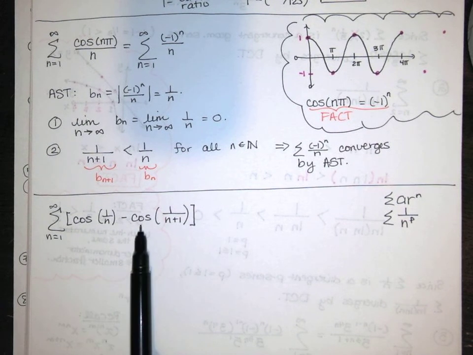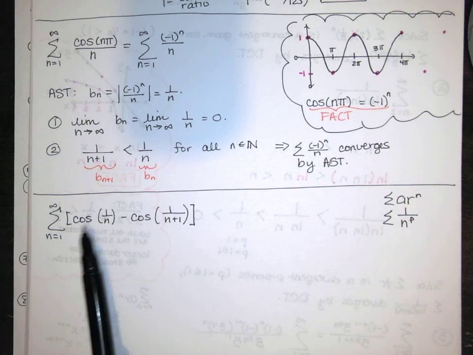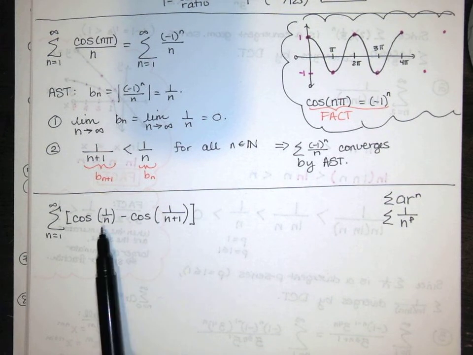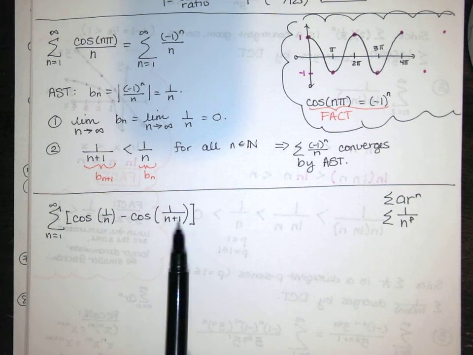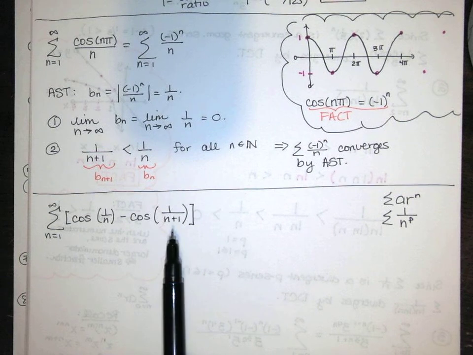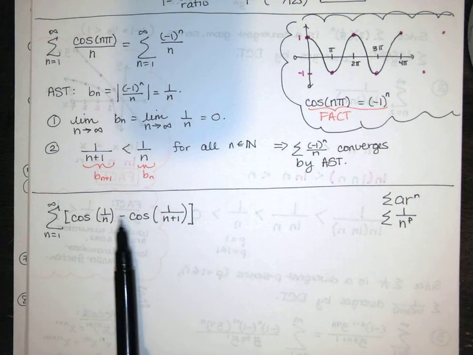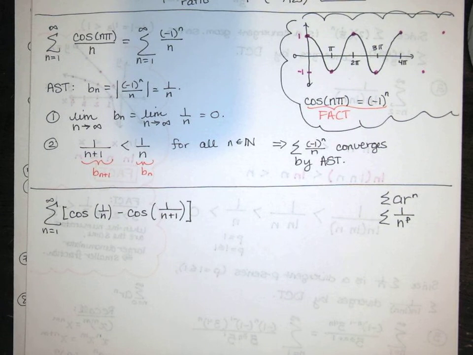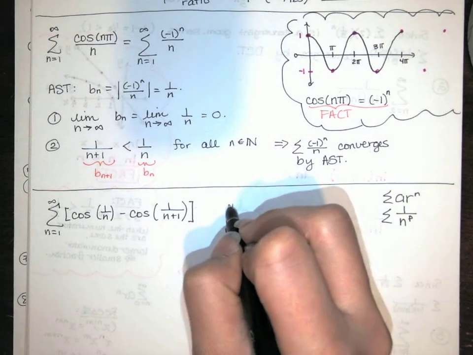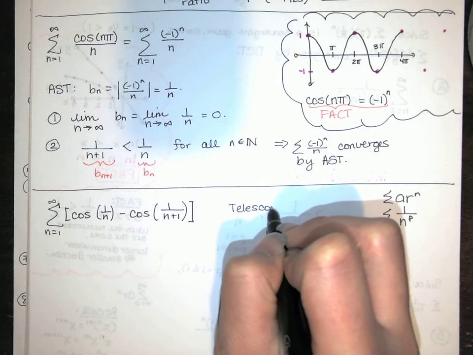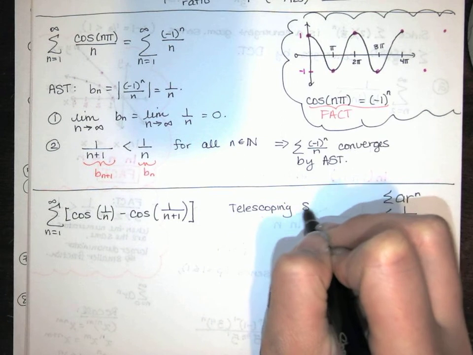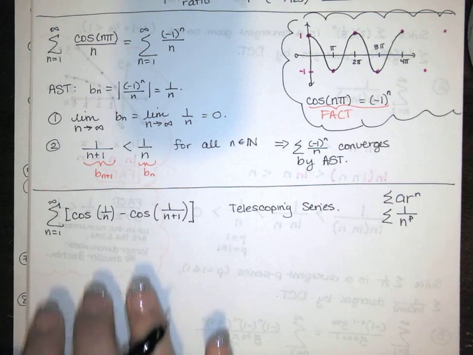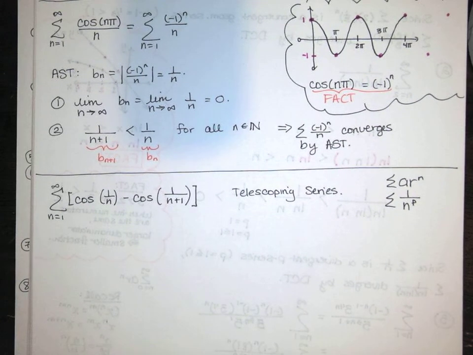But notice that these functions are pretty much the same. I've got a cosine of 1 over n here and a cosine of 1 over n plus 1. The only difference is that this one has an n in it and this one has an n plus 1 in it. So this is a telescoping series. They've got opposite signs, and you've got the same function evaluated at n and n plus 1. So I'm going to use the telescoping series test, and when we do that, we should be able to determine what this converges to.